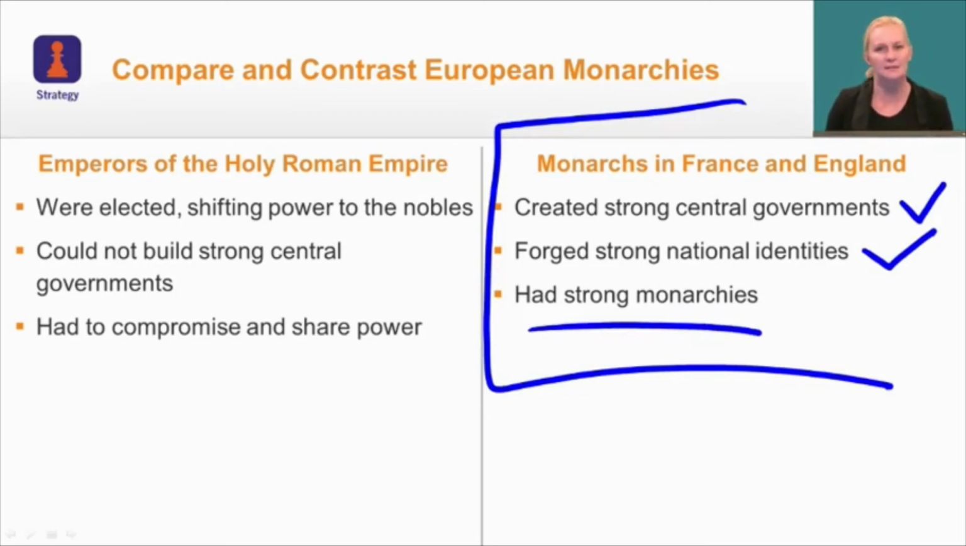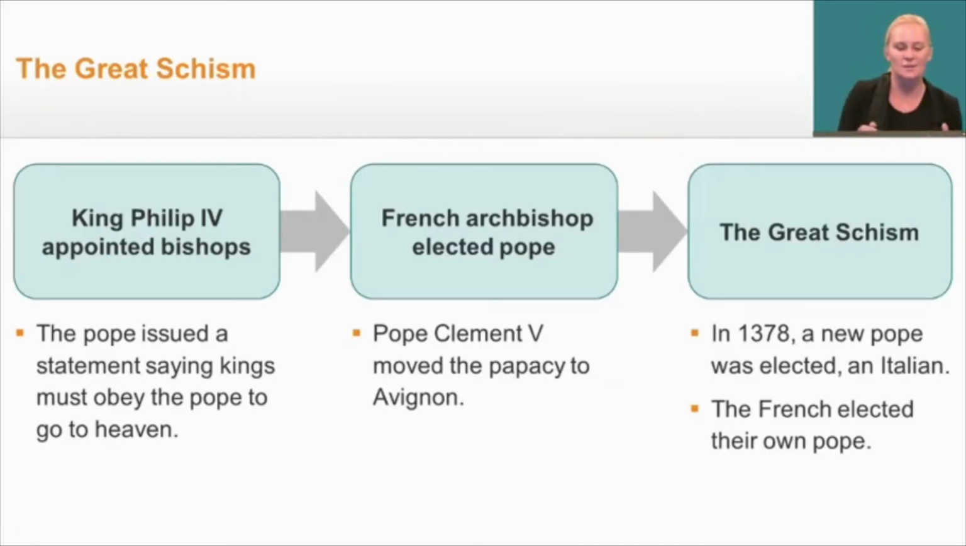We can really demonstrate the strength of those monarchies if we put them on a flow chart. Here we see King Philip IV, who appointed bishops. The Pope issued a statement saying that kings must obey the Pope in order to go to heaven. Well, the French Archbishop actually took that advice, and he elected his own Pope. You can see where they really have that strong amount of power, and they didn't have to compromise.